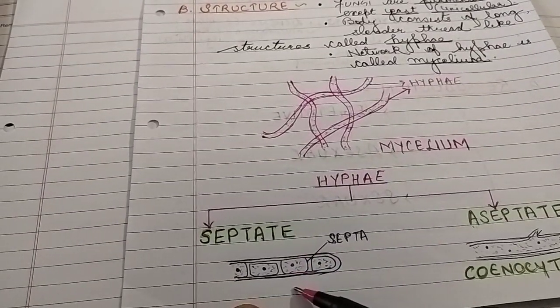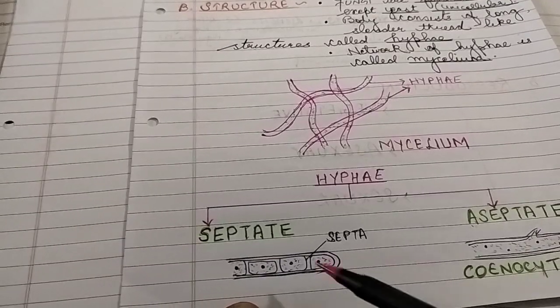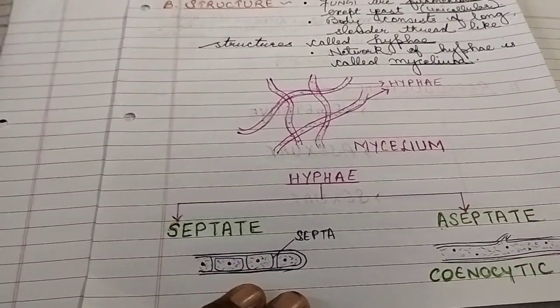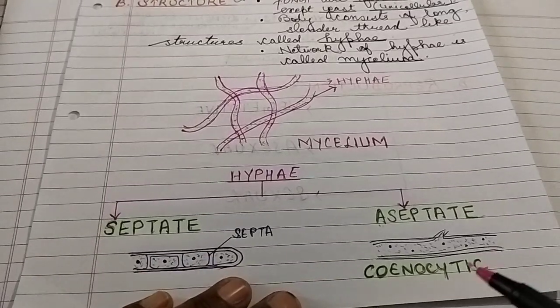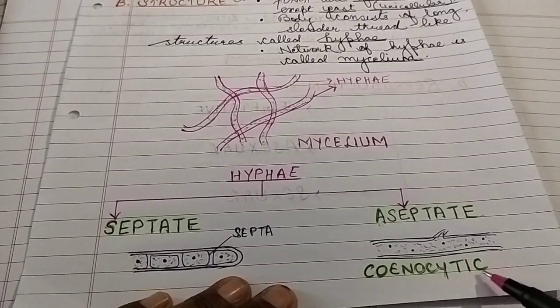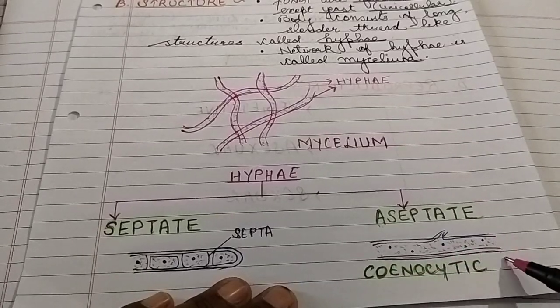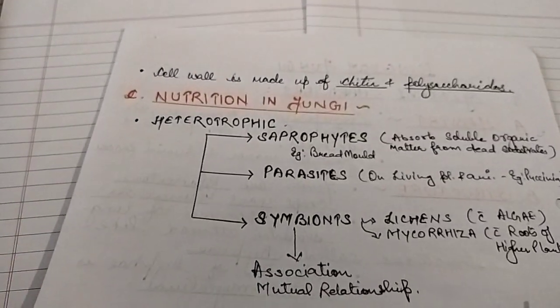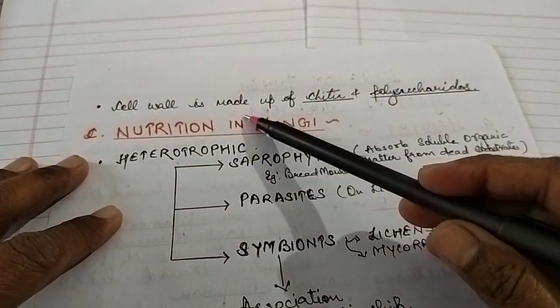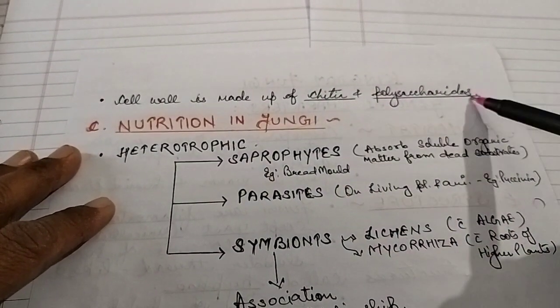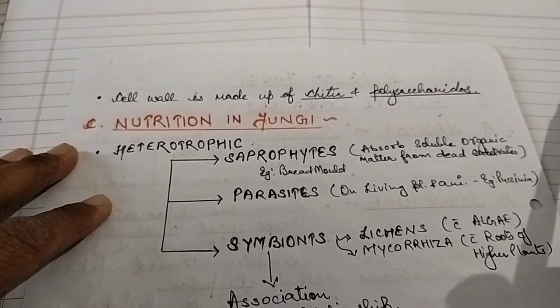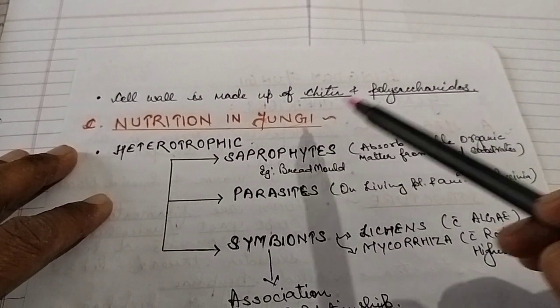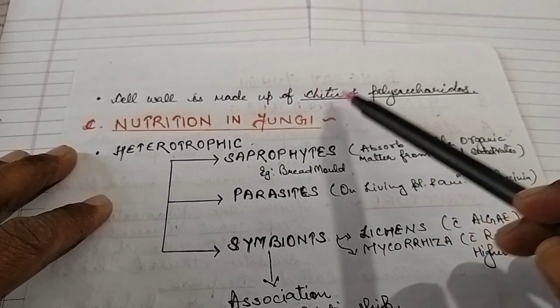So we can say that hyphae is of two types: septate, with septa, that is uninucleate with cross walls between them, and aseptate, without any cross walls or partitions, showing the cenocytic condition, means multinucleate condition. So this is about the structure of fungus. One more point in the structure is that the cell wall of the fungi is made up of chitin and polysaccharides. As the cell wall in plants is made up of cellulose, in fungi the cell wall is made up of chitin and polysaccharides.